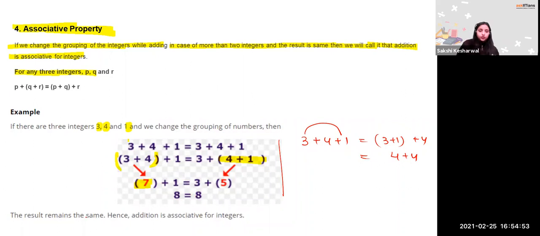So we say that integers are associative under addition, right? We say that the result remains the same.